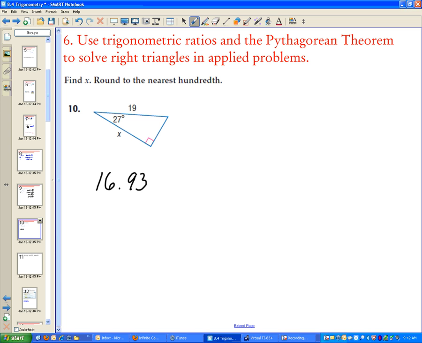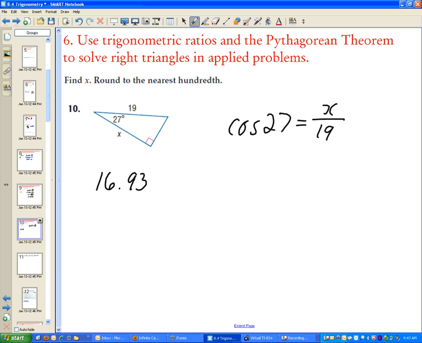Anybody else get 16.93? Did you use sine, cosine, or tangent? Cosine. We use the cosine of 27 equals adjacent. What's adjacent? X over hypotenuse. Is that the way you had it set up? All right, what do I do next?